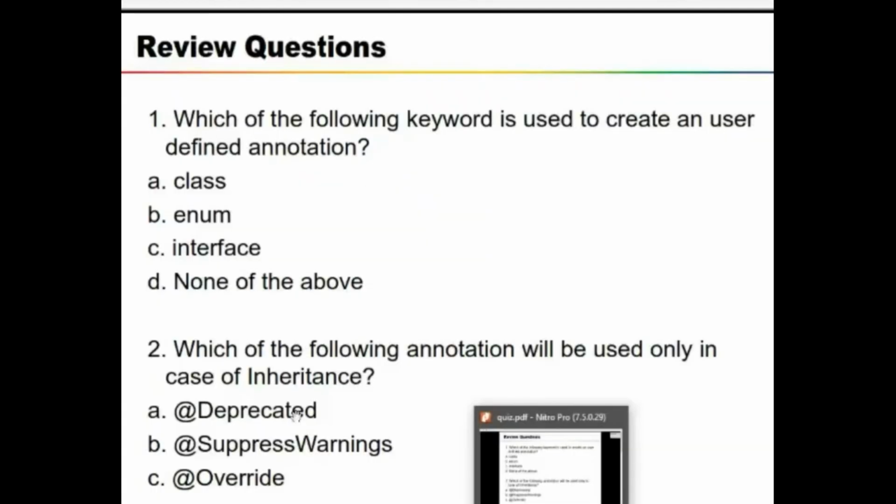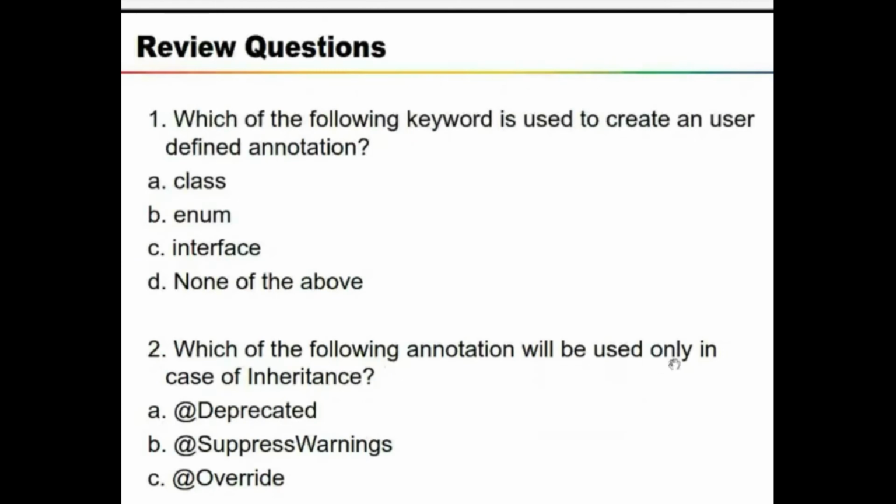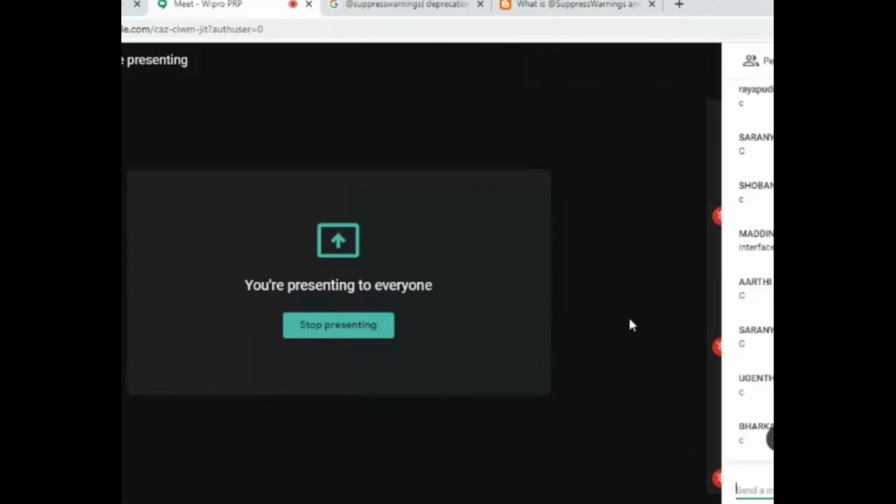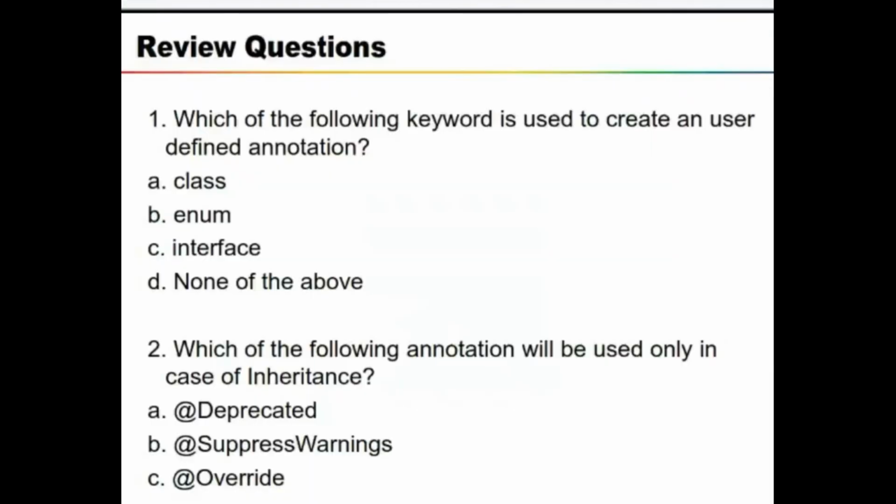Yeah, fine, good. Next one is, which of the following annotation will be used only in case of inheritance? Option A, it is Deprecated. Option B is SuppressWarnings. Option C is Override. What is the answer? Yeah, because overriding can be done only with inheritance. Only with inheritance, this annotation is possible.